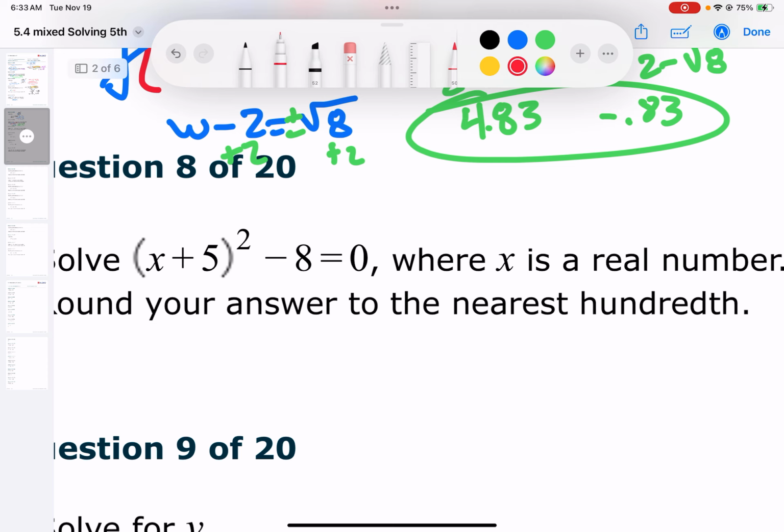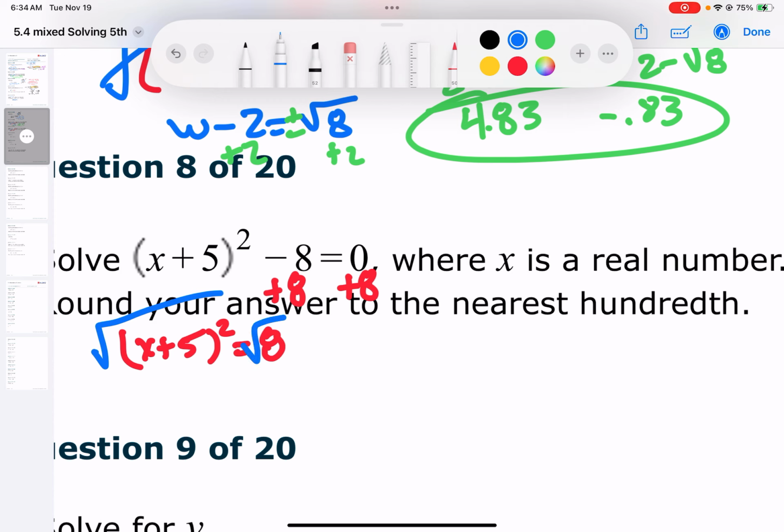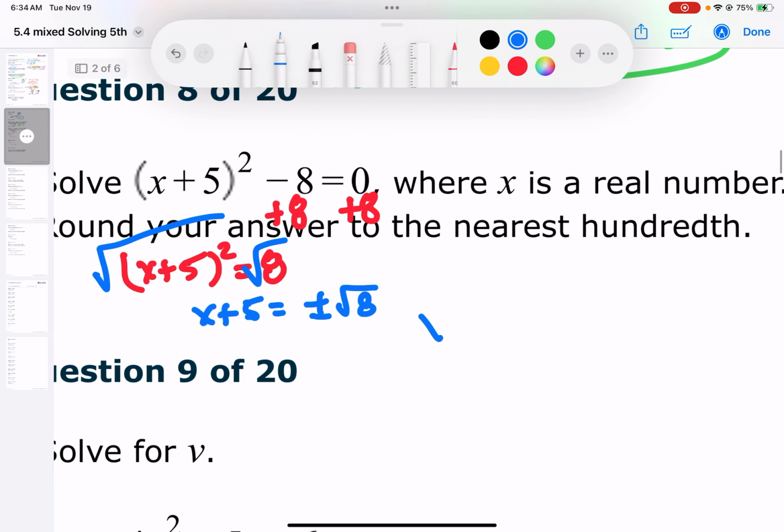Okay, this next one is a very similar process. It's actually almost identical. So x plus 5 squared equals 8. Plus 5 equals plus minus square root of 8. So let's change those first ones. So that's going to give me x equals 7.83, or negative, sorry.